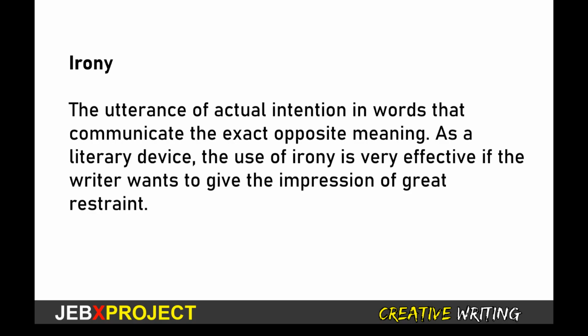Next, we have irony. So this is the utterance of an actual intention in words that communicate the exact opposite meaning. As a literary device, the use of irony is very effective if the writer wants to give the impression of great restraint. So sometimes irony is like an insult or a sarcasm. And we have three forms of irony.